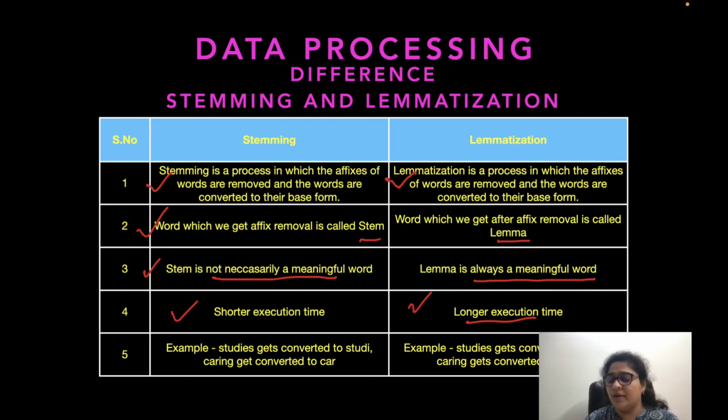All right. And then I have given you some examples, like we have seen 3 different cases there. So studies gets converted to study, caring gets converted to car. But in lemmatization, studies will get converted to study, and caring gets converted to care, not car. All right. So I hope the stemming and lemmatization differences are very clear to all of you now with all the examples.